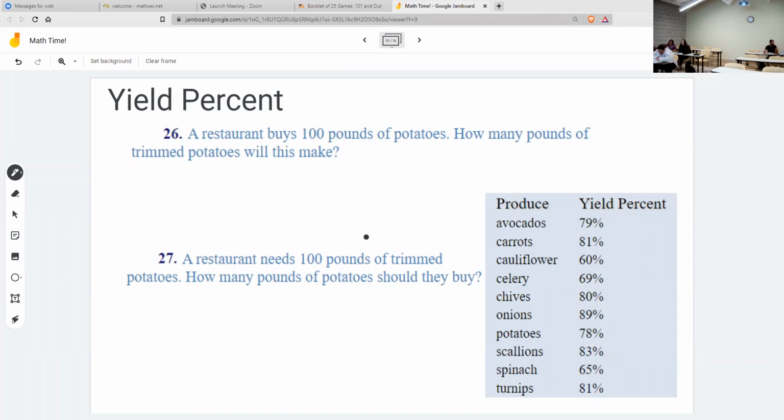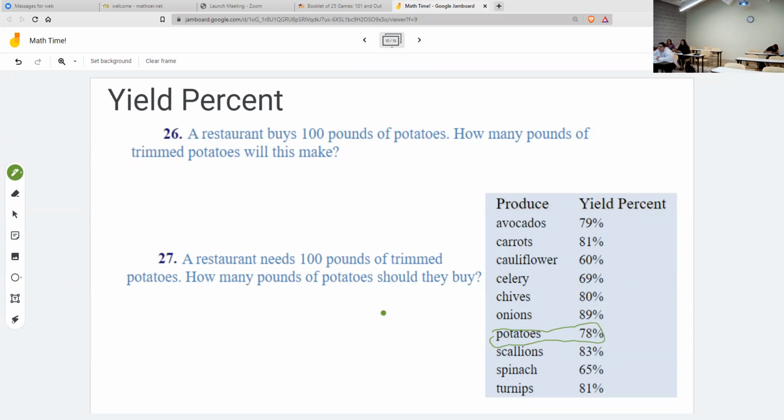The restaurant buys 100 pounds of potatoes. By the time you trim them, what's left? How much actually will go in the pot? So I need to look up the potato number. So here's the potato number. It's 78.